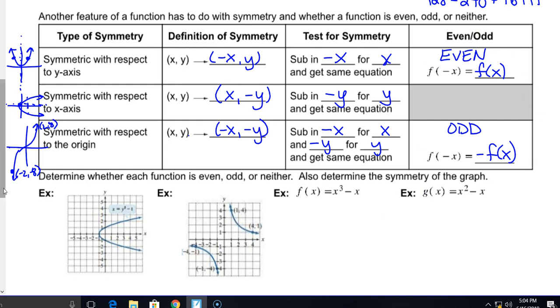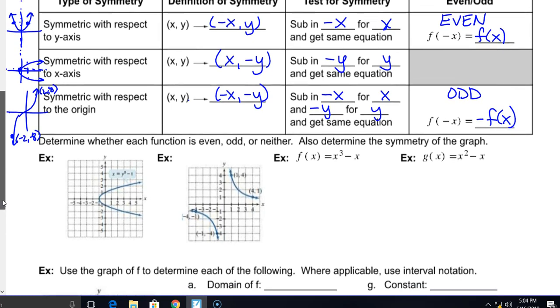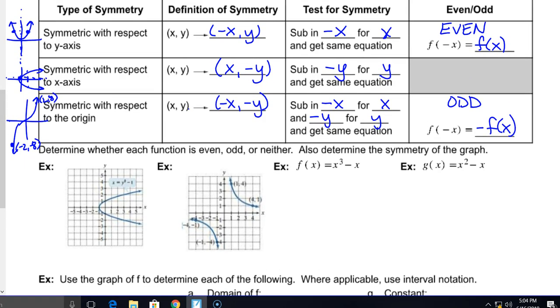And so let's see some examples here. See if we can scroll that a little bit and stop there. Now, determine whether each function is even, odd, or neither, and also determine the symmetry of the graph. So if we determine even, odd, or neither, then we definitely can come back and say that it's symmetric to the y-axis and to the origin, okay?